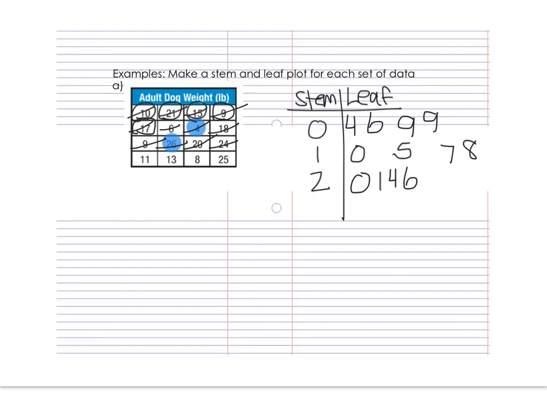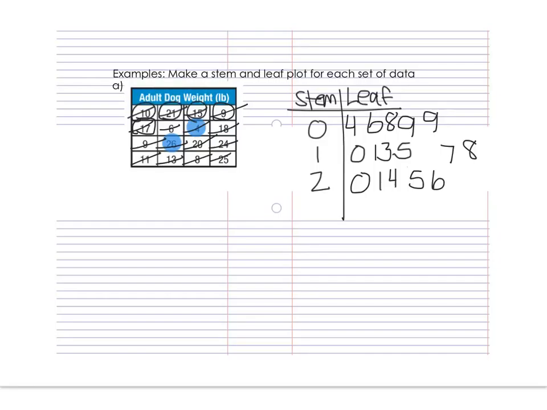11 has a stem of 1 and a leaf of 1. 13 has a stem of 1, a leaf of 3. 8 doesn't have a stem, so we said if it doesn't have a stem, it is a 0, so it goes in this row. And then 25, and I can see that I didn't leave enough space. So I erased that 6, that way I could squeeze in my 5 there.